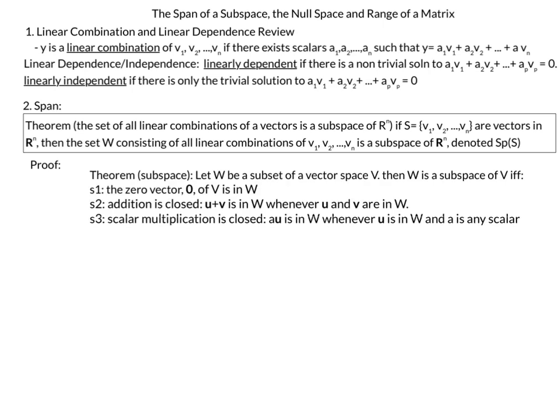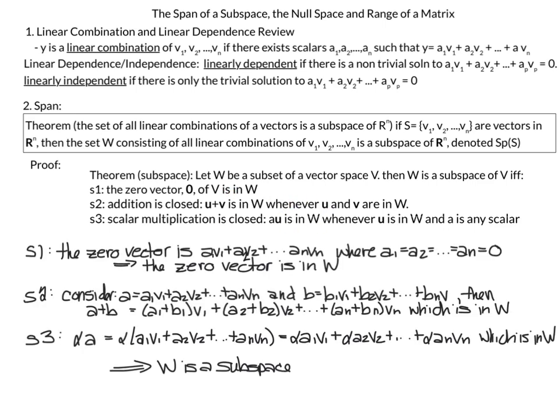For this proof, in order to prove that W is a subspace of Rn, we have a theorem that says to prove something is a subspace of a vector space, we just need to show the zero vector is in W, that addition is closed in W, and scalar multiplication is closed in W. First, the zero vector is in W: if you set each of the scalars in a1 v1 plus a2 v2 plus up to an vn equal to 0, you get a linear combination whose sum is equal to 0.